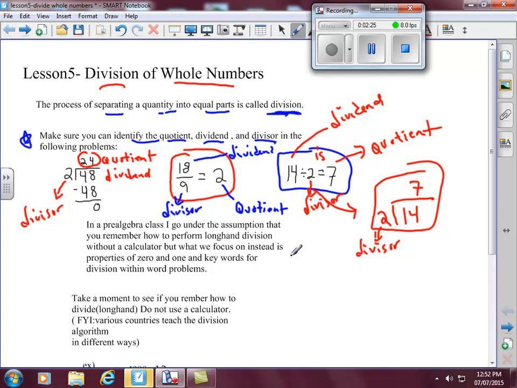In a pre-algebra class, though, I go under the general assumption that you've done longhand division before, you know how to perform it without a calculator, and what we focus on instead is the properties of 0 and 1 for division and keywords for division within word problems. Now, of course, I'll always try and level the playing field.